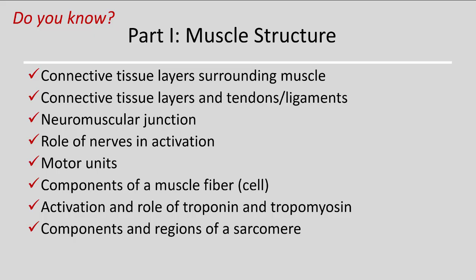What you should know for muscle structure is the connective tissue layers surrounding the muscle, how those layers form tendons and ligaments. You should know the parts of a neuromuscular junction, the role of a nerve in activating individual muscle cells, and what a motor unit means. You should know the parts of a muscle fiber, also known as a muscle cell. You should know the role of troponin and tropomyosin, how they activate to stimulate contraction and how they block contraction from happening during rest. And you should know the important components and regions of a sarcomere.